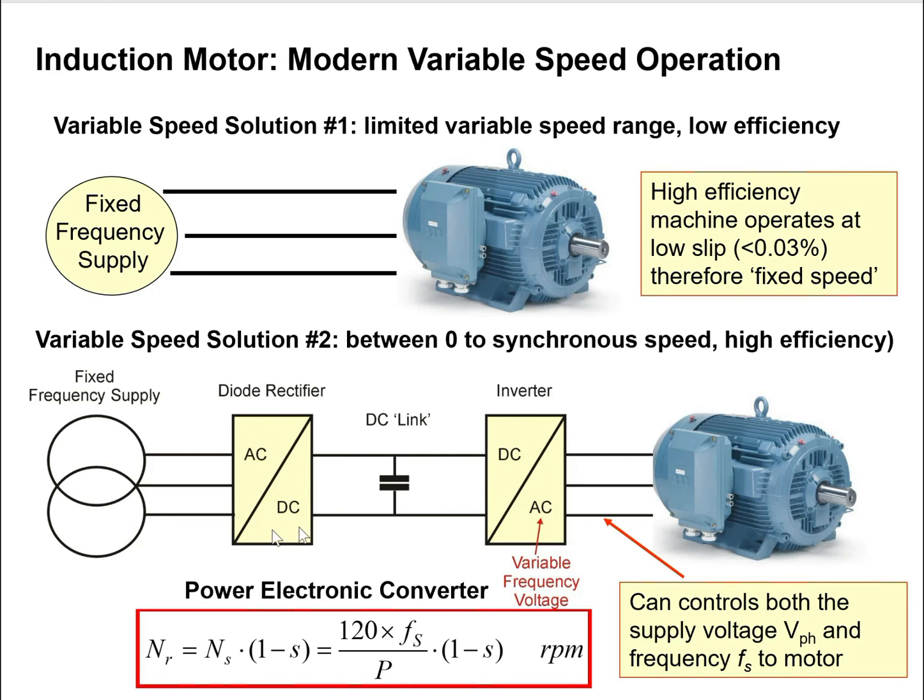And in this case, any combination of the voltage and the frequency can be used to supply the motor, with the condition that operation should remain within the limits of rated voltage and frequency. And in this case, by adding a power electronic converter, we can control both the supply voltage and the frequency of the motor.